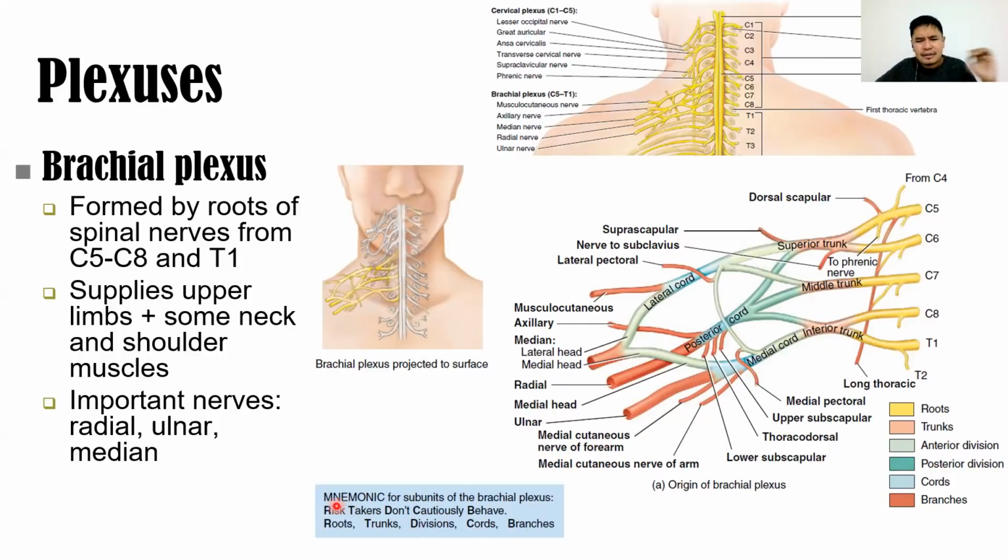Then we have here the mnemonic for subunits of the brachial plexus. Risk takers don't cautiously behave. Roots, trunks, divisions, cords, and branches.